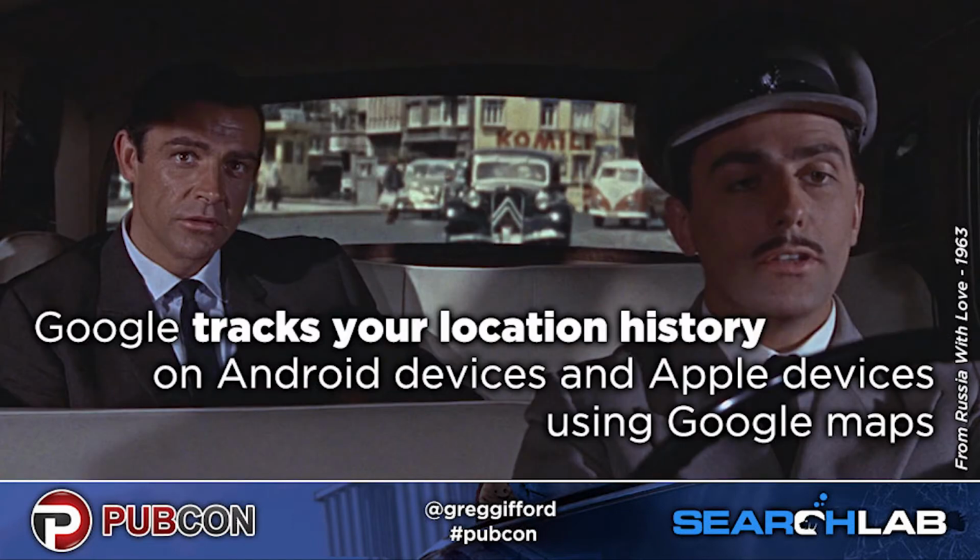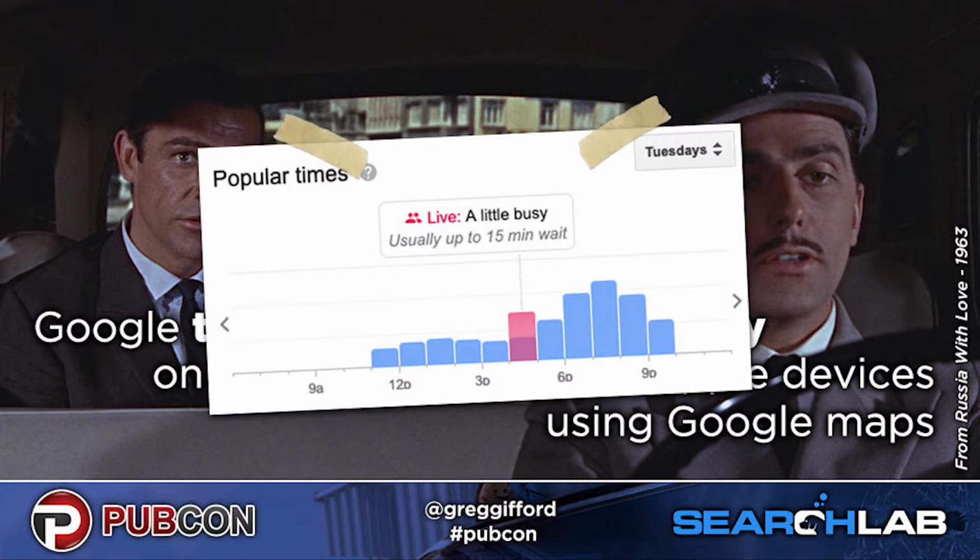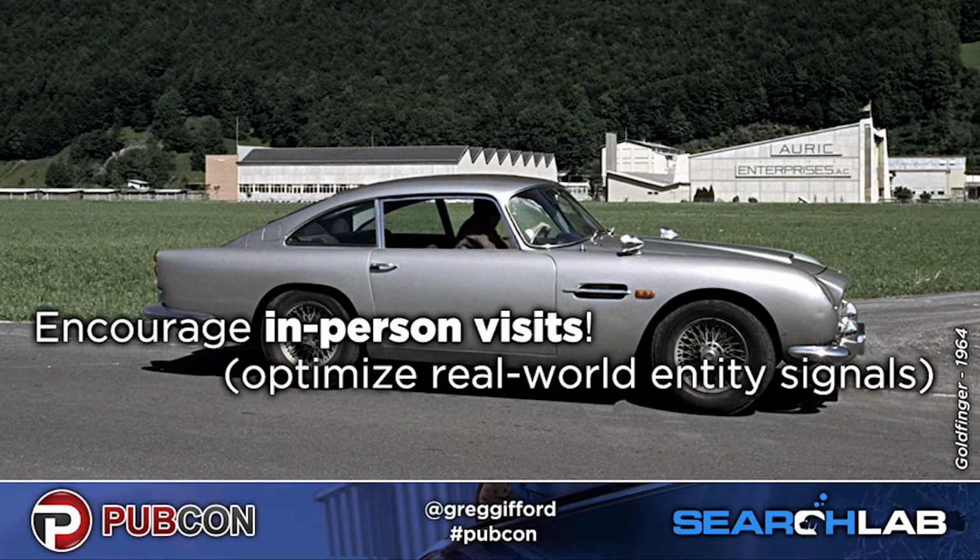And we know that Google is tracking location history if you're using an Android device or if you've got an Apple device with Google Maps. That's how it populates the little graph that shows you when businesses are most popular and if there's going to be a wait. So what should you do?